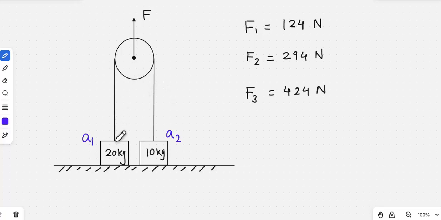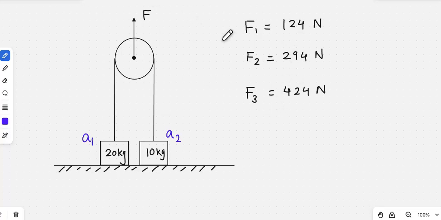In this question, there is a pulley on which a string is passing, and the ends of the string are attached to 20 kg and 10 kg blocks, which are kept on the ground. Now a force F is applied on the pulley in the upward direction, and we have to find the accelerations A1 and A2 of both the blocks. The forces are given with different magnitudes: 124, 294 and 424 Newton. So it is the same force, but we have to apply the different magnitudes, right?